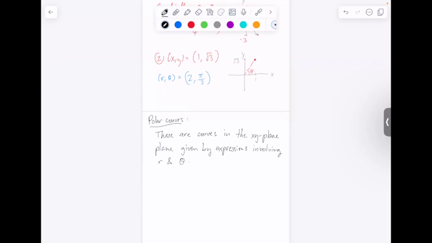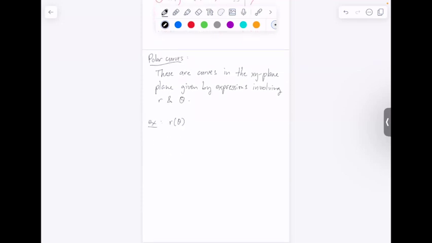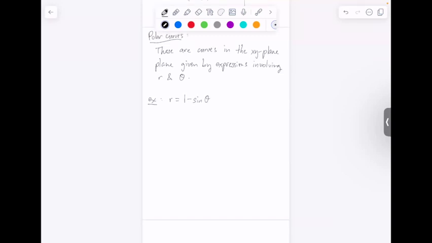All right. So here's an example. Let's say r is equal to 1 minus sine theta. Let me do the following schematic, x and y. I'm going to put a table of values here of easy values of theta and the r that each corresponds to.